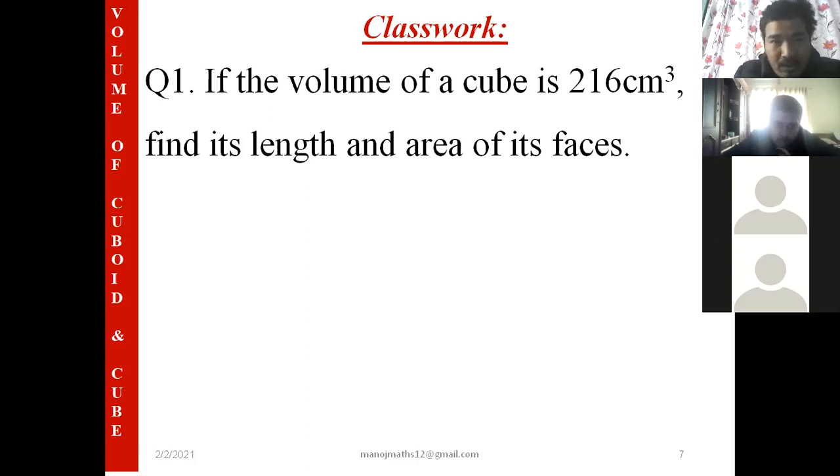You have to find out the area, and then in the first one we first have to find out the length. Volume equals L cube. Then length equals cube root of volume. Find out the cube root of 216. Length equals cube root of volume.